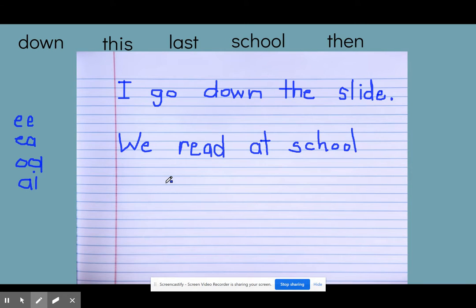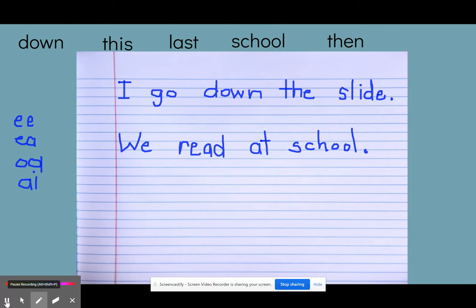I have my capital letter. I have my spaces. I have who we're talking about and what we do. So it makes sense. But I've forgotten my punctuation mark. And I'm just telling you this, so I'm just putting up here, period. We read at school. So check your sentence, and then we'll get ready to move on to our third.